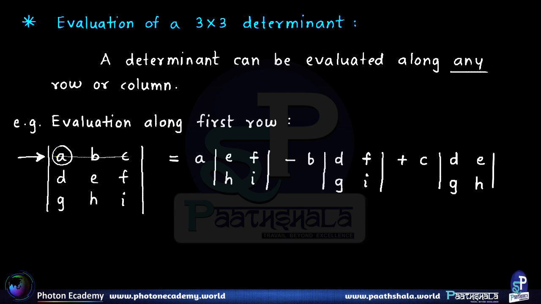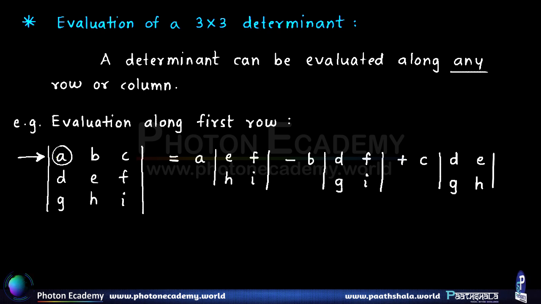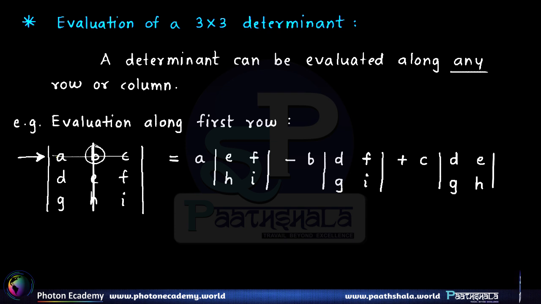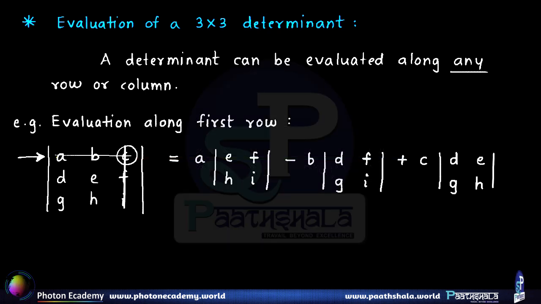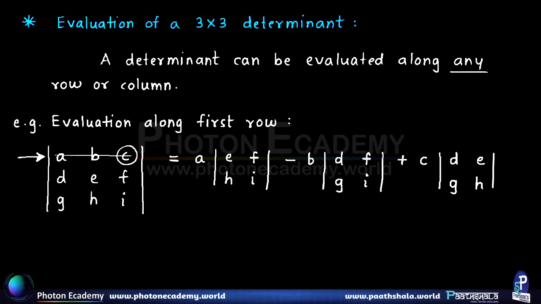So this is the first term in the evaluation. After that, we consider the next element in the first row, which is B. If we mentally remove the row and column in which that is present, we are left with the 4 elements D, F, G, I. Now the second term is not added but subtracted, so it is important to see that there is a minus sign here. So it is minus B into the determinant of D, F, G, I. And lastly, when we go to the third element of the first row, which is C, once again removing the row and column in which C exists, the remaining 4 elements are D, E, G, H, and here the last term is once again positive, so we add C multiplied with the determinant of D, E, G and H. That is how we evaluate a determinant along the first row.